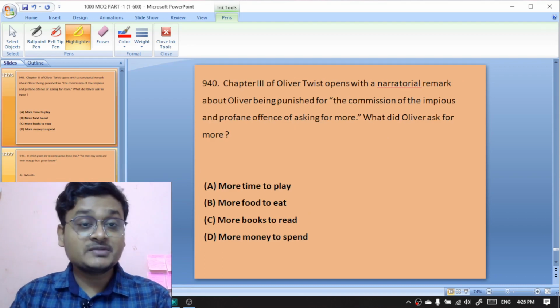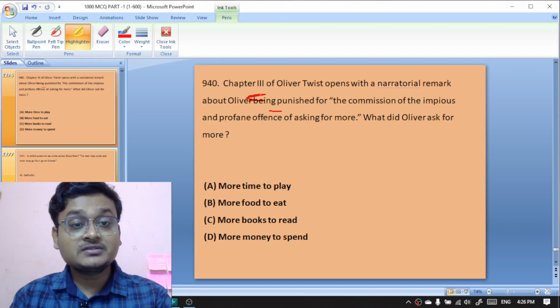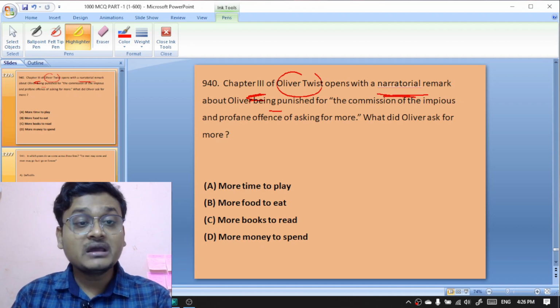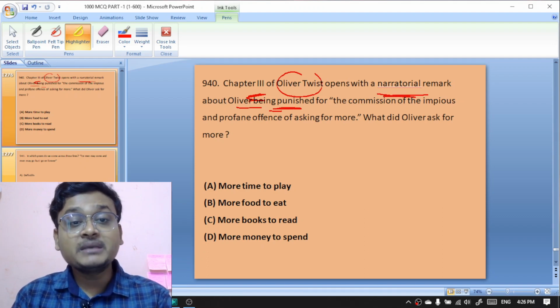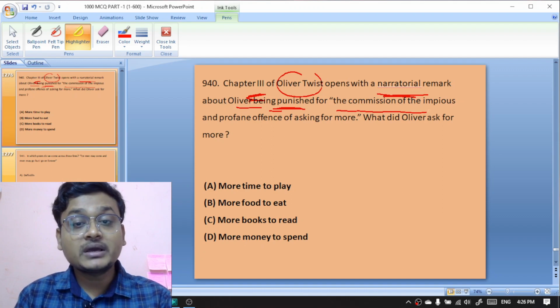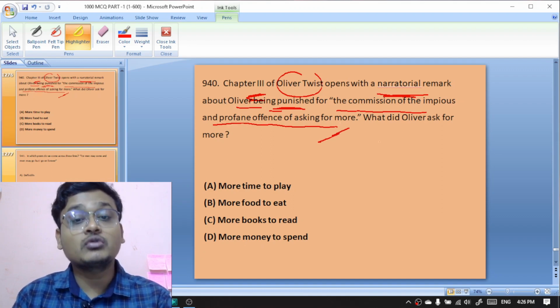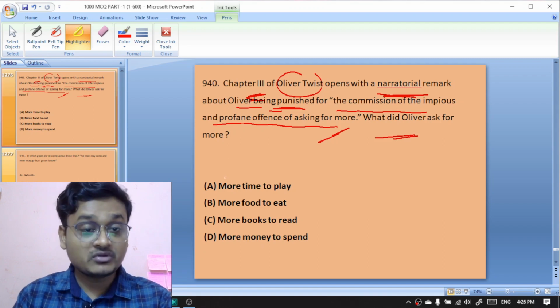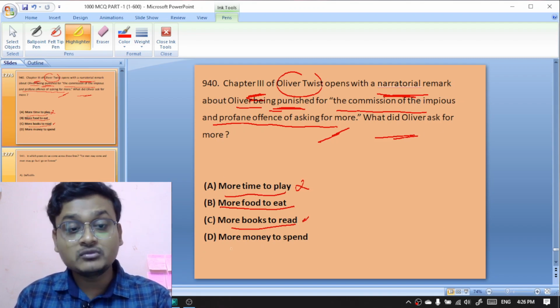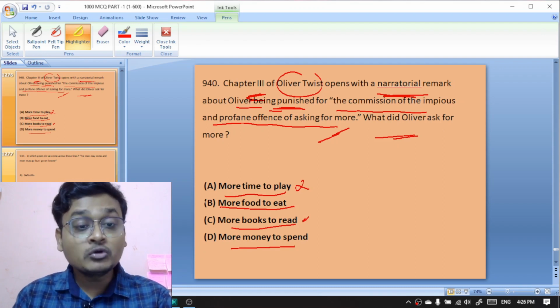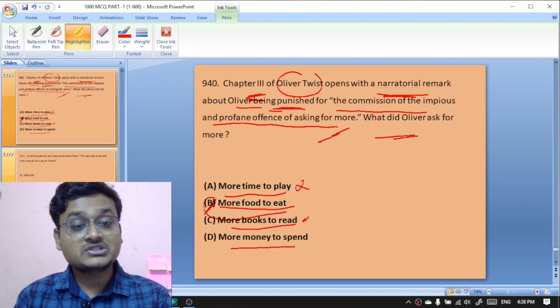Chapter 3. Chapter 3 of Oliver Twist opens with the narratorial remark about Oliver being punished for the commission of the impious and profane offense of asking for more. What did Oliver ask for more of? More time to play? No. More food to eat, more books to read, more money to spend. It was more food to eat. Oliver Twist, B is the right answer.